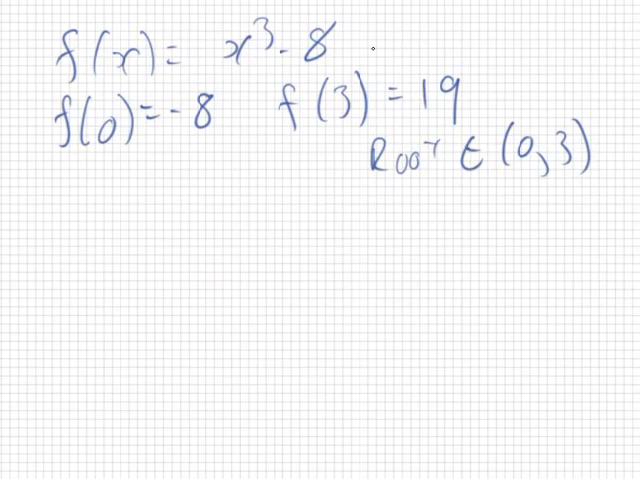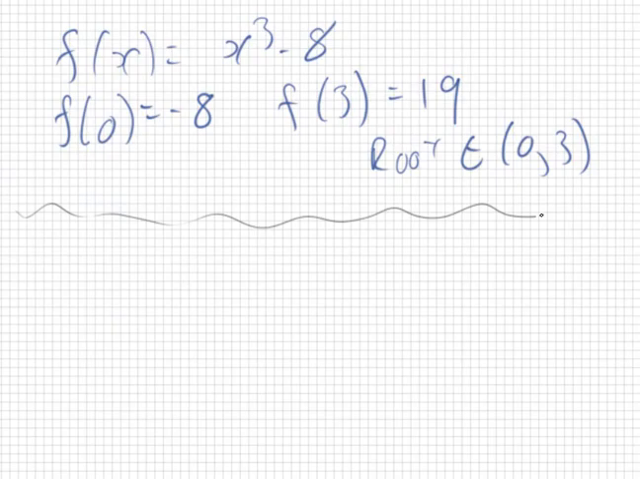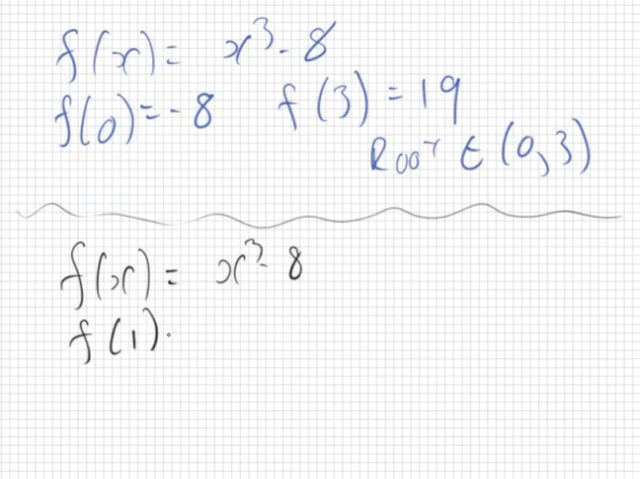Okay, now what about if I did it like this? f(x) equals x cubed minus 8. So if I said f(1), that would equal minus 7.